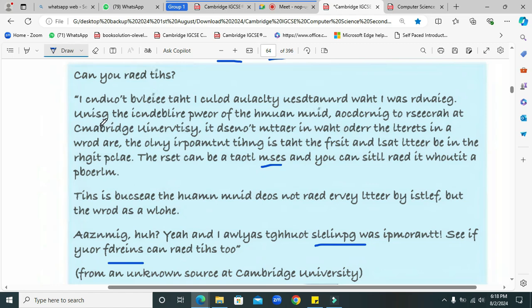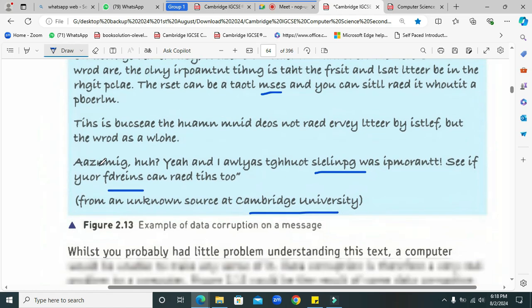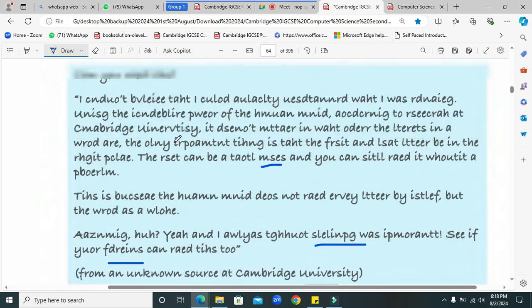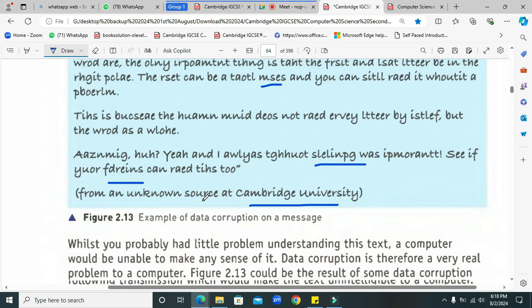But we need to send the correct text in the correct order. That's why in packet switching, when we convert the data into small chunks or data packets, we need to add information in the header so that we can rearrange the text at the destination. Otherwise, the computer will give you this kind of information. That's why error checking methods are important.